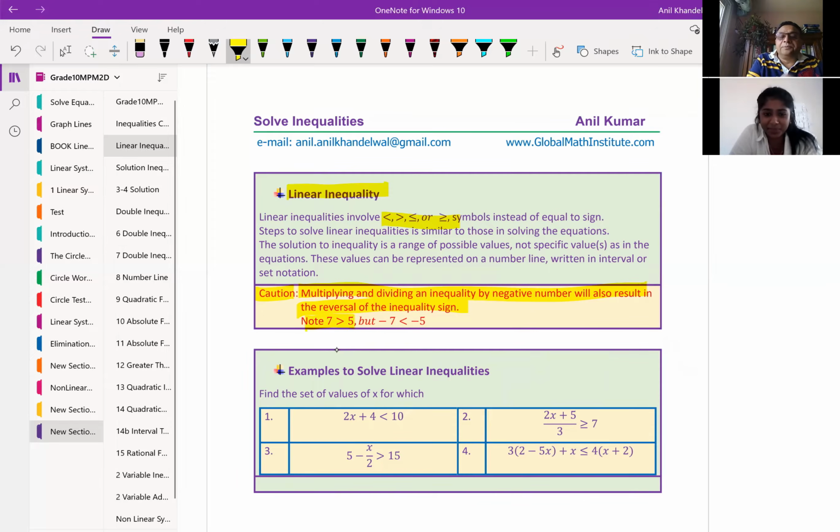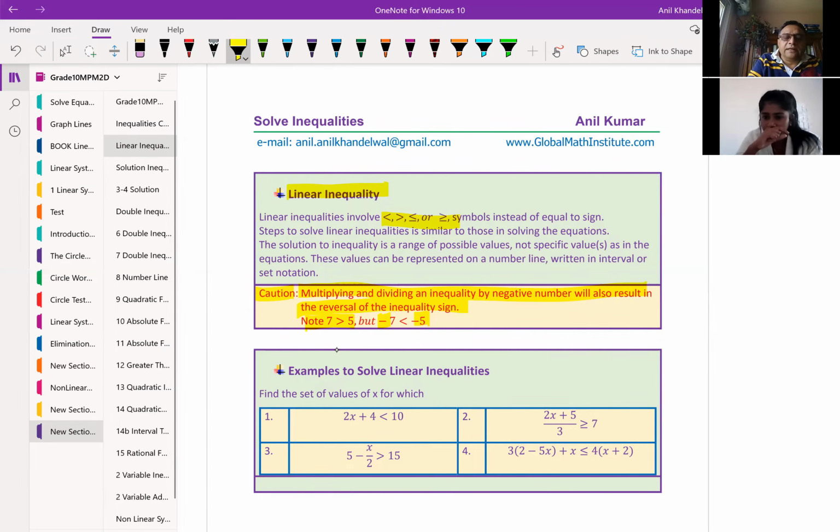To give you an example, we know that 7 is greater than 5. Correct? Very clear. Now, when I multiply by negative on both the sides, it becomes minus 7 and minus 5. Well, minus 7 is less than minus 5. Correct? So you see a change in sign. So the sign automatically should change. If you're not changing the sign, you're solving a wrong question. So that's very important.